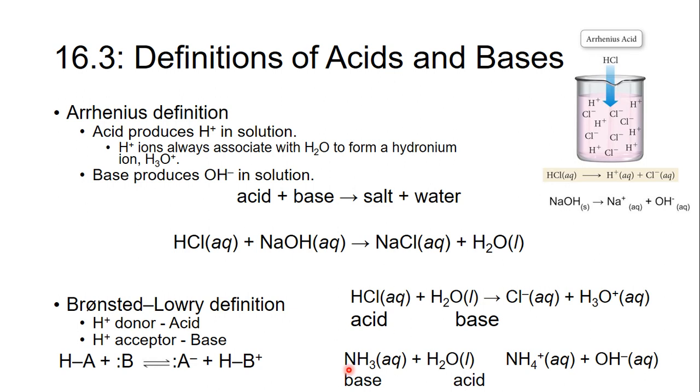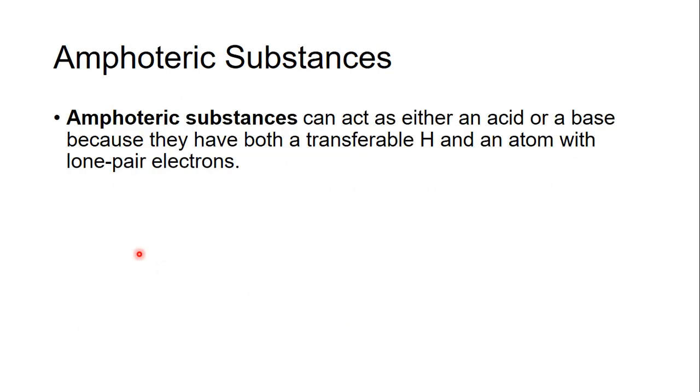Now let's look at NH3 and H2O. Here we have H2O giving a hydrogen to NH3. So H2O, water here, is an acid. NH3 will accept that hydrogen, and so it's the base, and that'll go on to form NH4+ and OH-. All right. And so, as we just saw there, water is something that can act either as an acid or a base. And those types of substances are amphoteric substances.